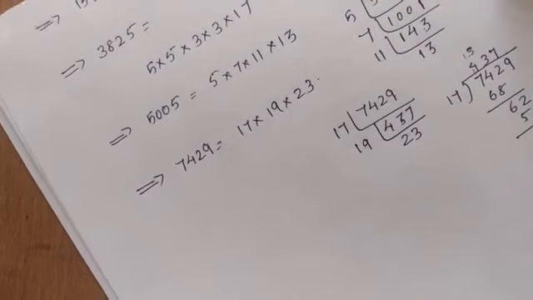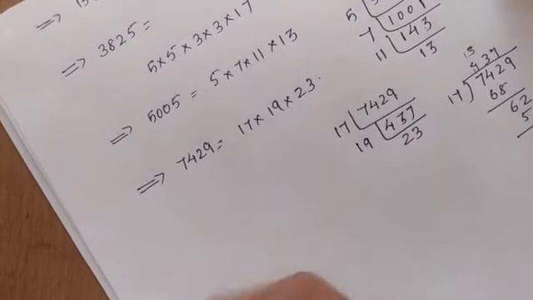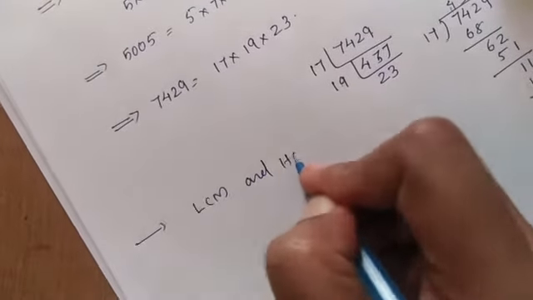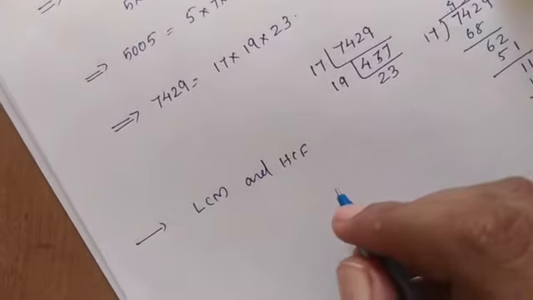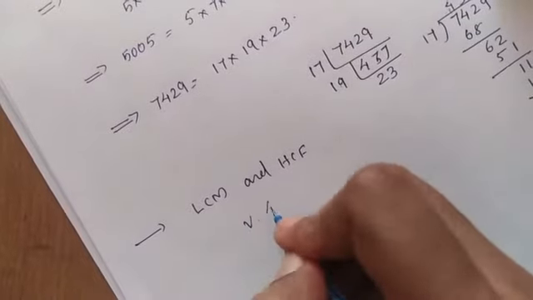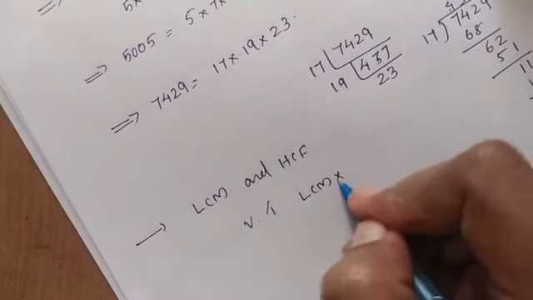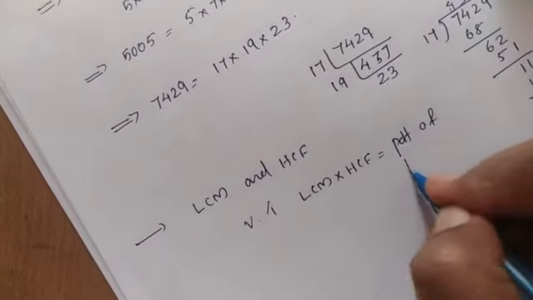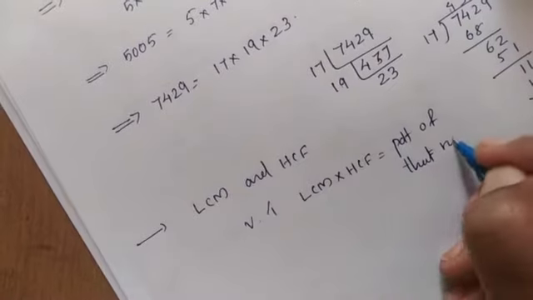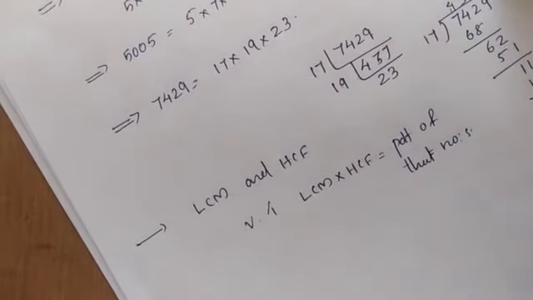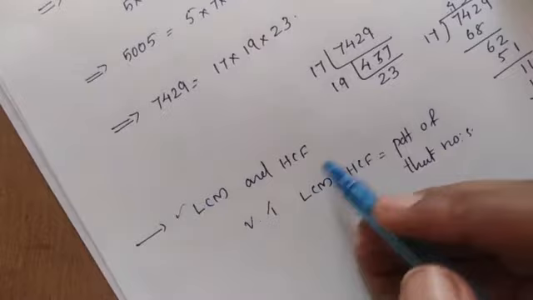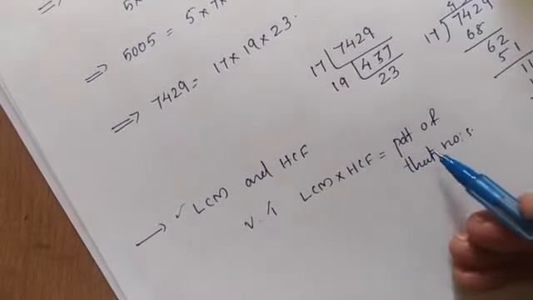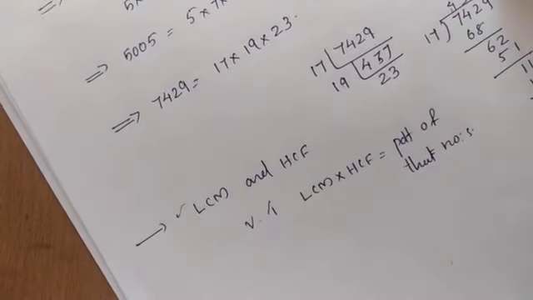And the next question is, find the LCM and HCF of the pairs of integers and verify that LCM into HCF is equal to the product of the numbers. Once again, the question: find the LCM and HCF of the given numbers and verify that LCM into HCF is equal to the product of the given numbers.